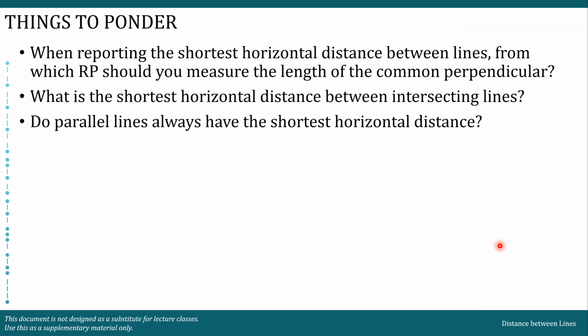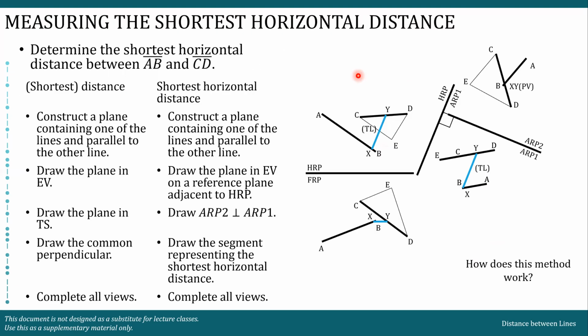So, additional things to think about when reporting the shortest horizontal distance between lines. From which RP should you measure the length of the common perpendicular? Hindi siya common perpendicular. Should you measure the length of the segment representing the shortest horizontal distance? Balik ko yung slide. This is not a common perpendicular, ha? Malinaw ba? It's a segment representing the shortest horizontal distance. Okay? So yun. Yan siya. So, saan tayo magme-measure? We can measure it here, and we can also measure it here. They should have the same length. Kung magkaiba ka ng measurement na nakuha dyan, ibig sabihin may inaccuracy kang nagawa. Okay? Kasi TL siya dito, they should have the same length.